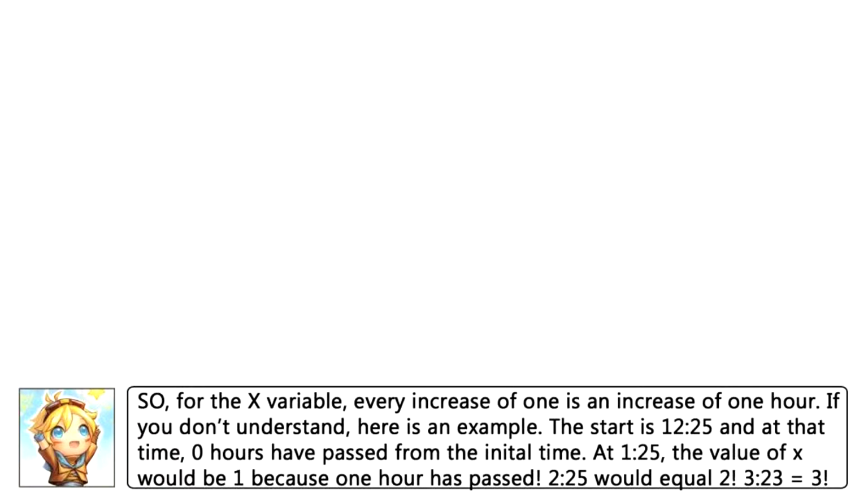So, for the x variable, every increase of 1 is an increase of 1 hour. If you don't understand, here's an example. The start is 12:25, and at that time, 0 hours have passed from the initial time. At 1:25, the value of x would be 1 because 1 hour has passed. 2:25 would equal 2, and 3:25 would be 3, because 3 hours passed.